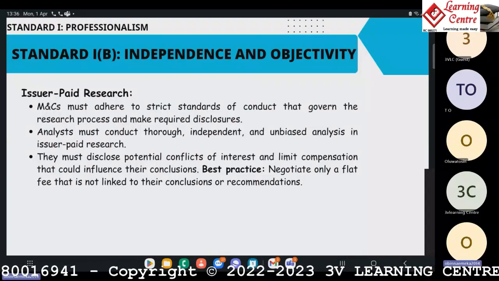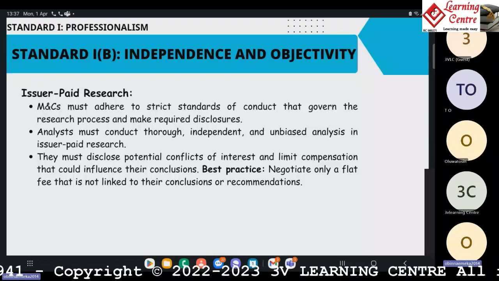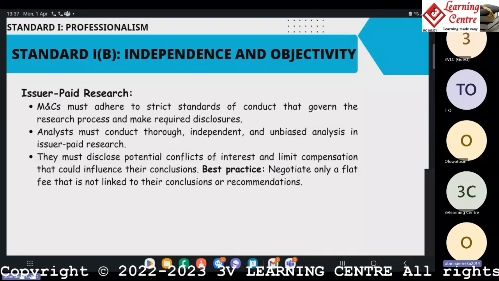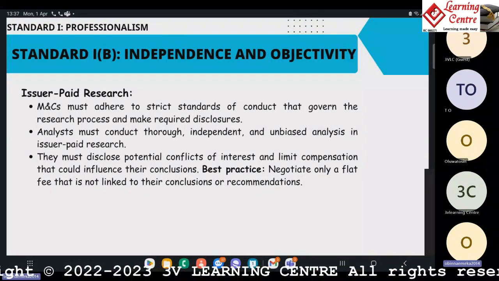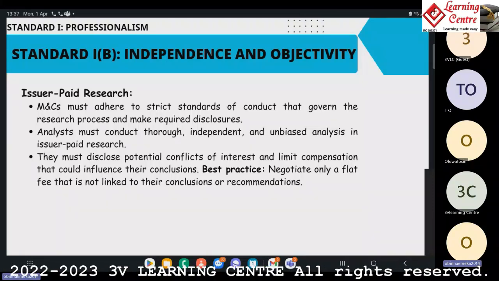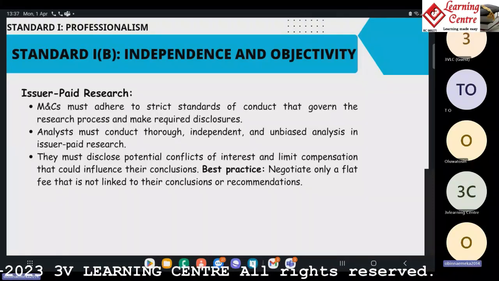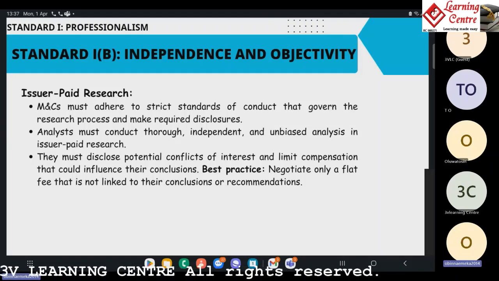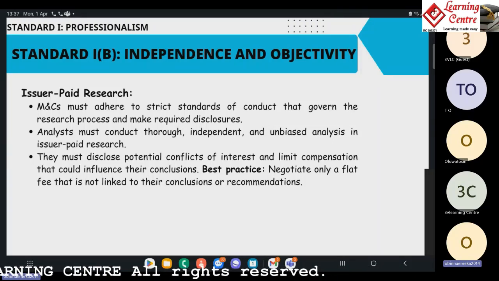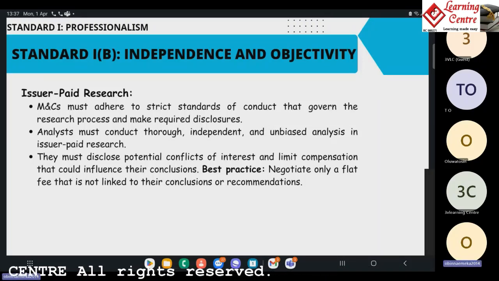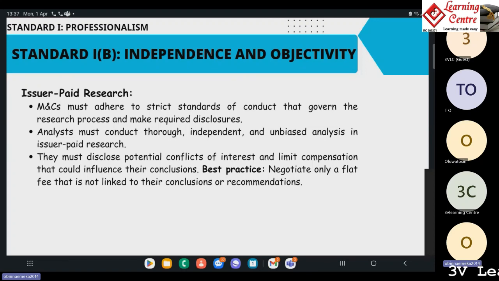Also, if there is any limiting compensation that can influence your decision or conclusion, you must also disclose it. So anything that is going to affect the independence and objectivity of that research, make sure you disclose it. Now, the best practice recommended by the curriculum is that whenever you are doing issuer-paid research, make sure you only negotiate to receive a flat fee.